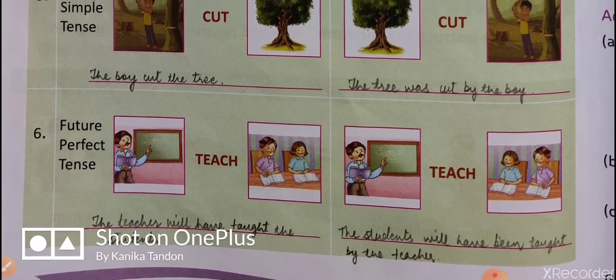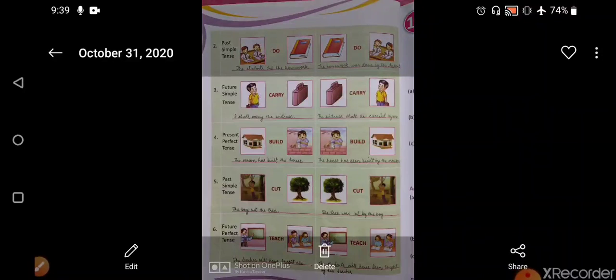Next is the last one, future perfect tense. Teach. So the teacher will have taught the students. The students will have been taught by the teacher. With this, the exercise and the chapter is over. I hope you all have understood it.